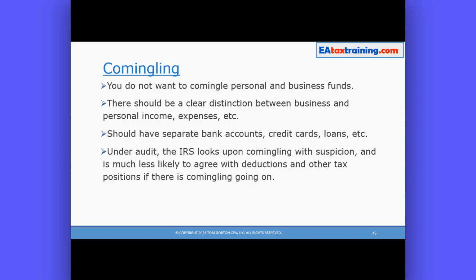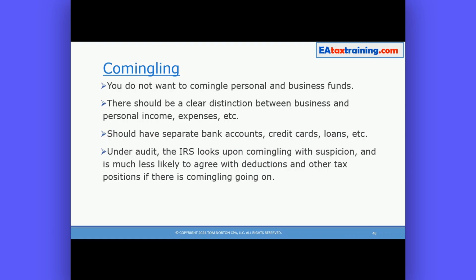Again, the IRS can come in and say, first of all, you're not actually being very business-like. You claim to have a business here, but do you really have a business? Or do you have a hobby? And then secondly, they can just start to say, you've got personal things in here, you've got business things in here. We're just going to say that all of this is personal. This is a personal credit card.